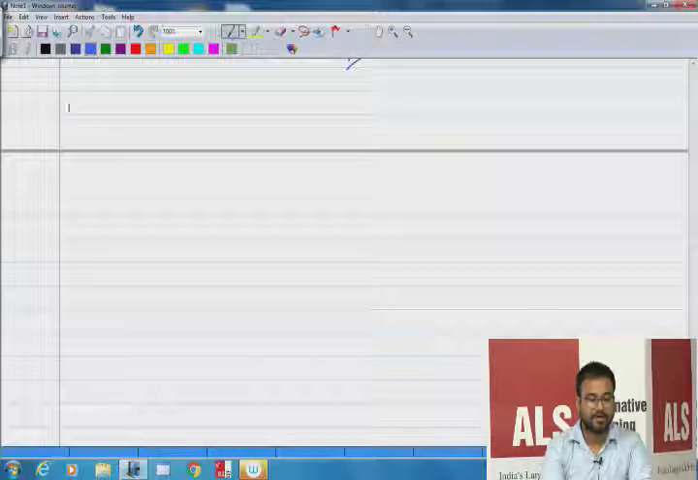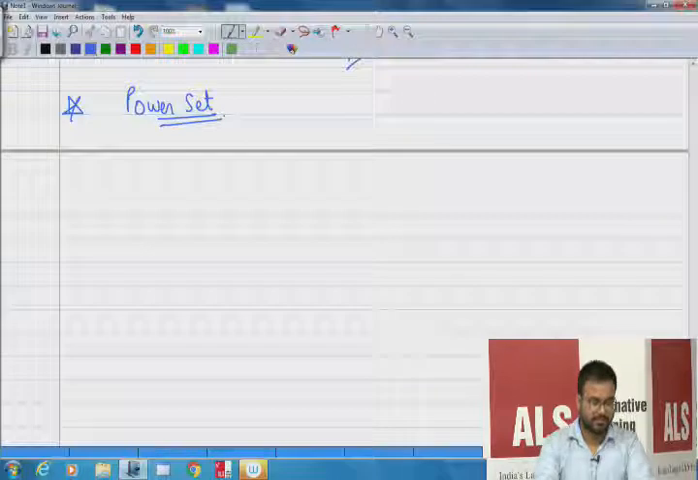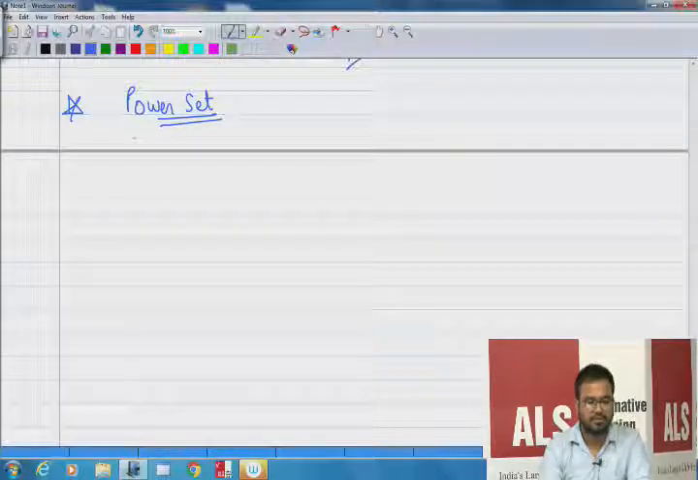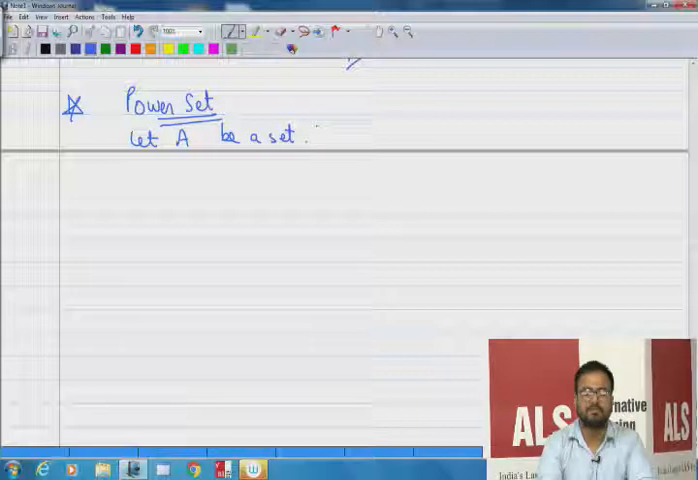Now the important one is this one, power set. This is the very important one. What do you mean by power set? So first note down the definition. Let A be a set, it can be any set.